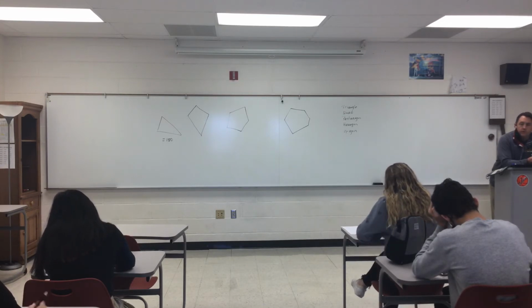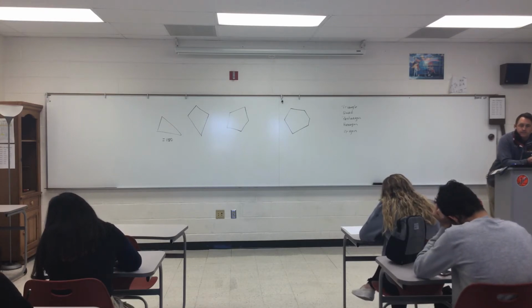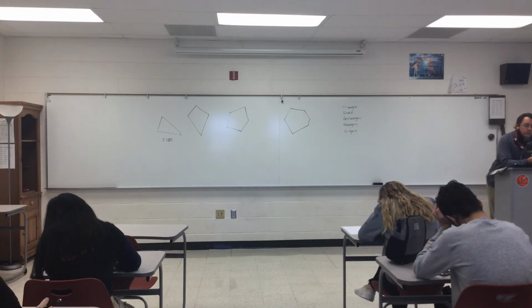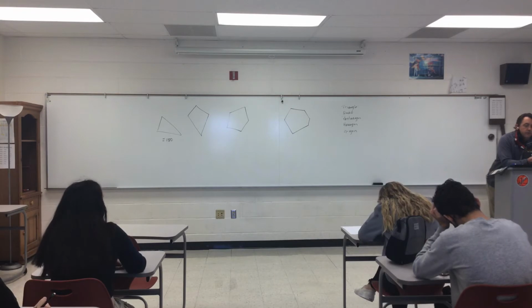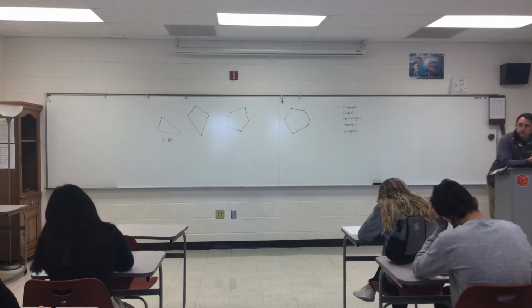On 3 and 4, we're going to use the word equal, E-Q-U-I. On the first one, equilateral means all the sides are the same. On number 4, equiangular is all the angles are the same. Has anybody missed anything so far? We're good?